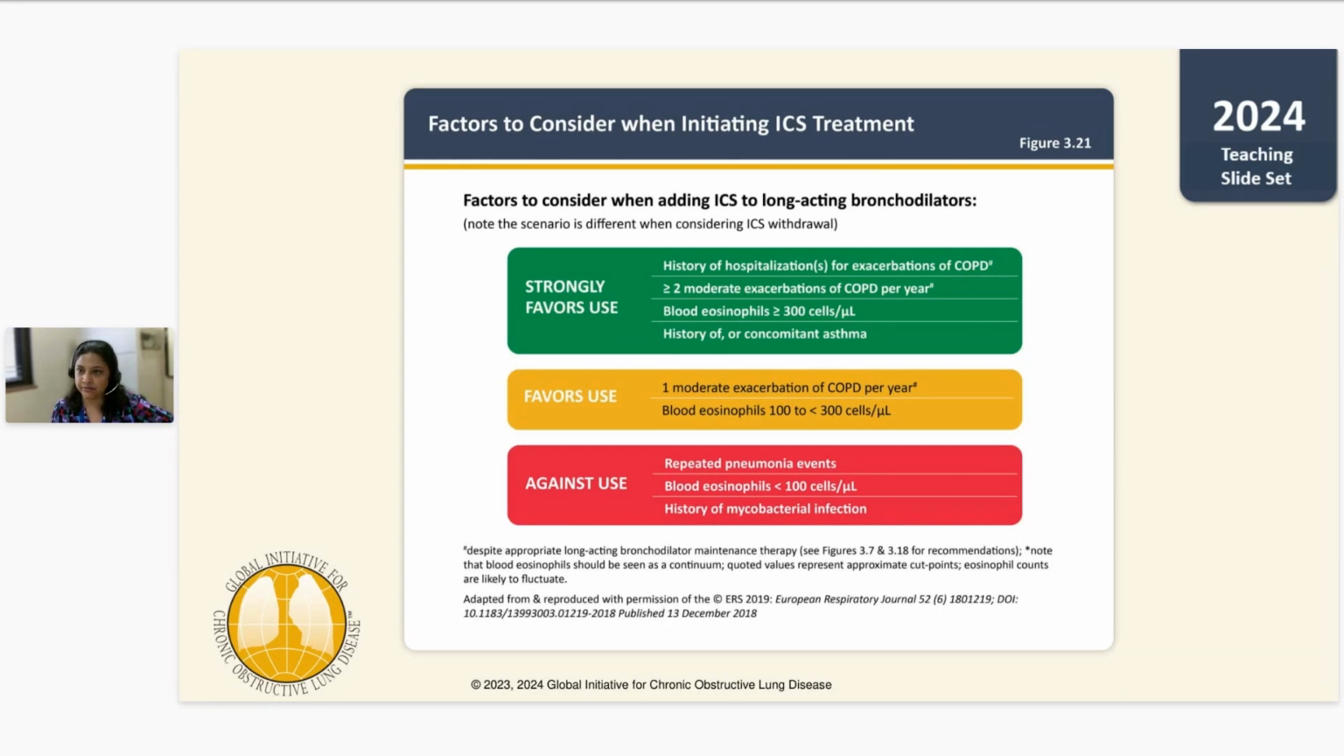Those who may benefit are those with one moderate exacerbation of COPD per year and or a blood eosinophil count of 100 to 300 cells per microliter. And the ones who may not benefit from it are the ones who already have recurrent pneumonia without a significantly elevated eosinophil count, and or they have a history of mycobacterial infection, where that mycobacterial infection could even be exacerbated by steroids.